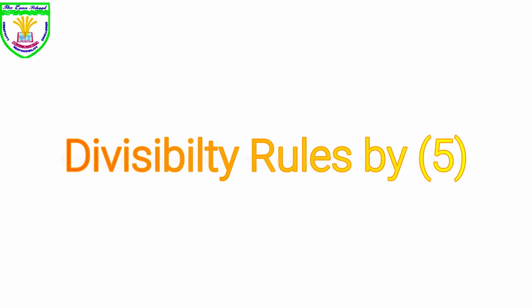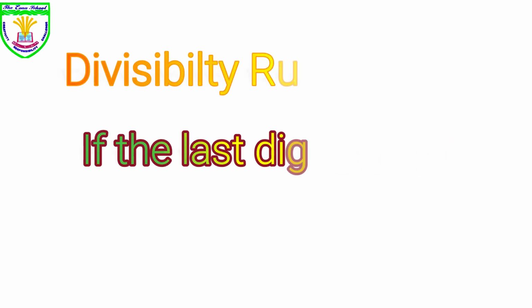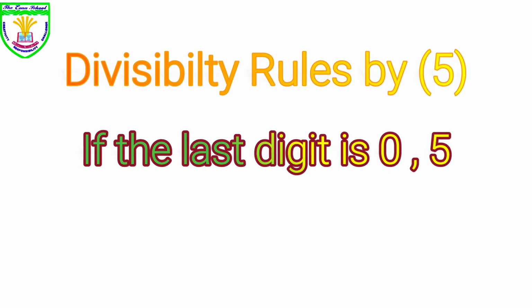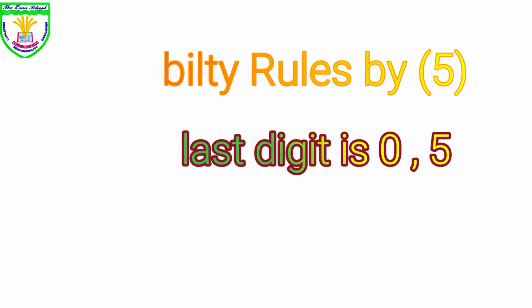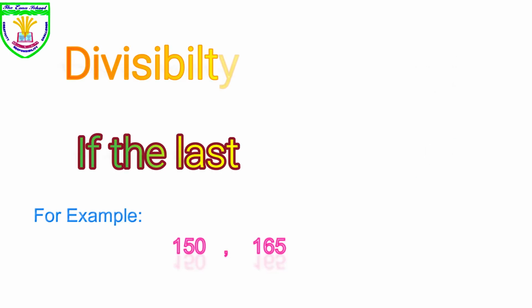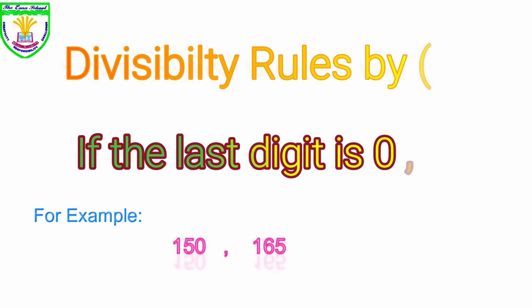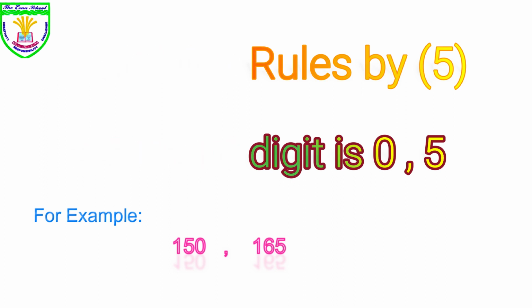Now let's see the divisibility rule for 5. To check whether the number is divisible by 5 or not, we will check the last digit of that number. If the last digit is 0 or 5, then that number is divisible by 5. For example, 150 and 165. We can see that the last digit of the numbers is 0 and 5, so these numbers are divisible by 5.